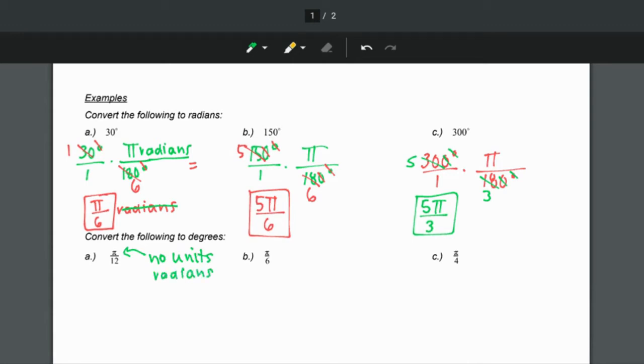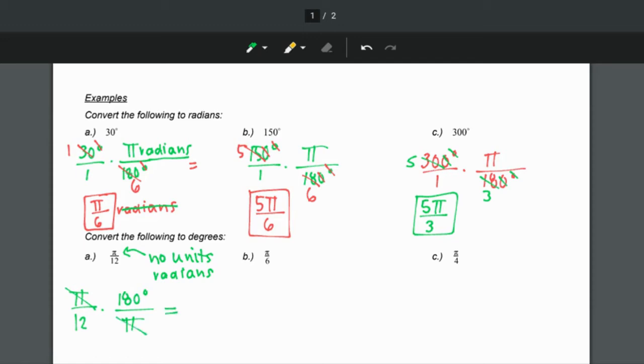And now I'm going to convert it into degrees. So I'm going to start with pi over 12. And I, again, need to either multiply by pi over 180 or 180 over pi. But I want the pi to cancel out. So that's a good hint that you want it to be 180 degrees over pi. Also, we want our degree symbol to be in our solution and in our numerator.